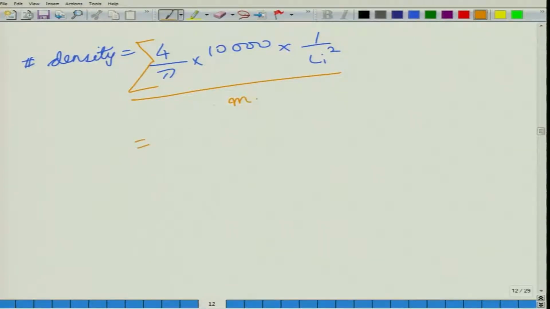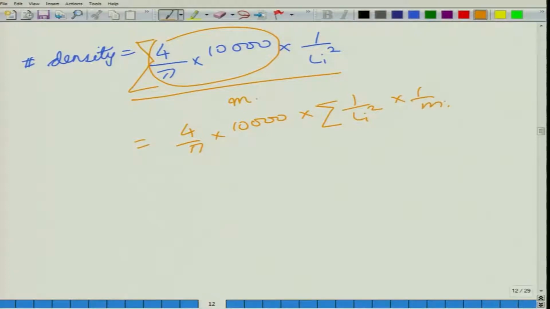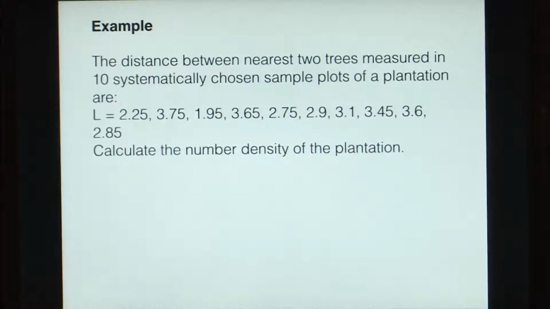So, 4 by pi into 10,000 is a constant, so we can take it out of the equation. So, 4 by pi into 10,000 into sum of 1 over Li square into 1 upon m. That is our number density or the stand density when we have taken m observations. So, to consolidate this equation, let us now look at an example. On your screen you can see the example now. Coming to the slides.